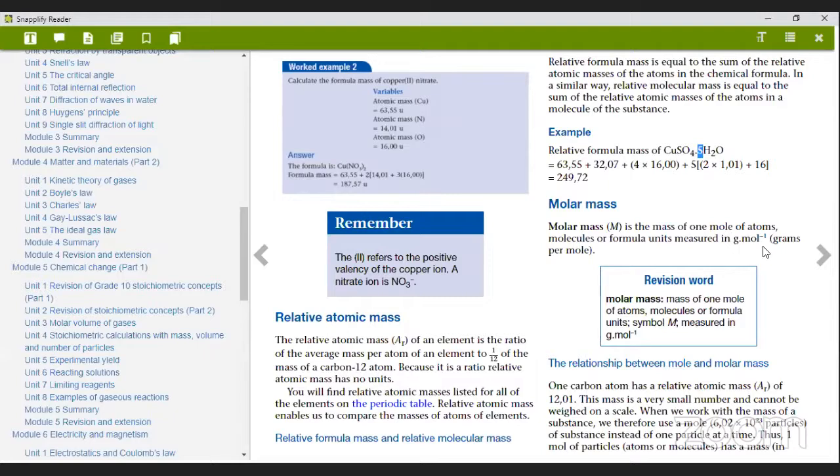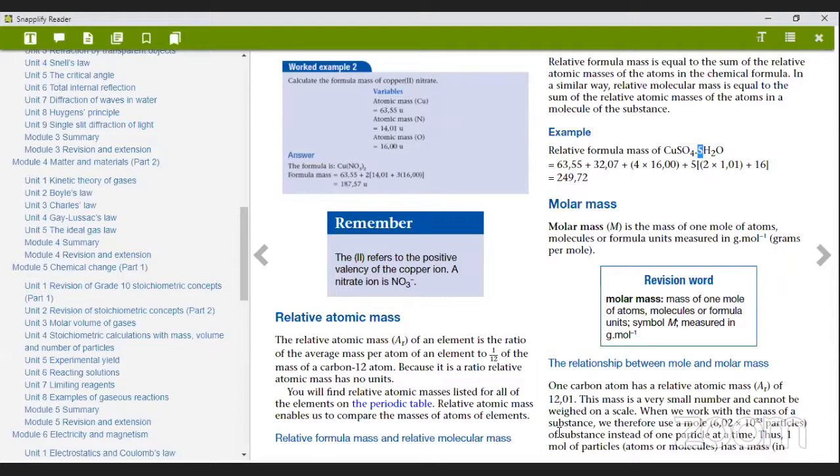Okay? Atoms are too small to allow meaningful measurements of chemical substances. To work with meaningful amounts of substances, scientists group them into units called moles. Okay? Calculating the molar mass of an element. Okay, that's what I want us to learn as well today. One carbon atom has a relative atomic mass of 12.01. This mass is very small and cannot be weighed on a scale.